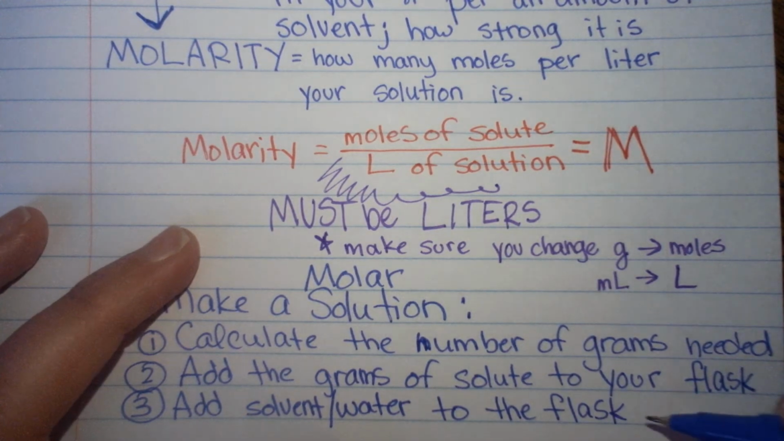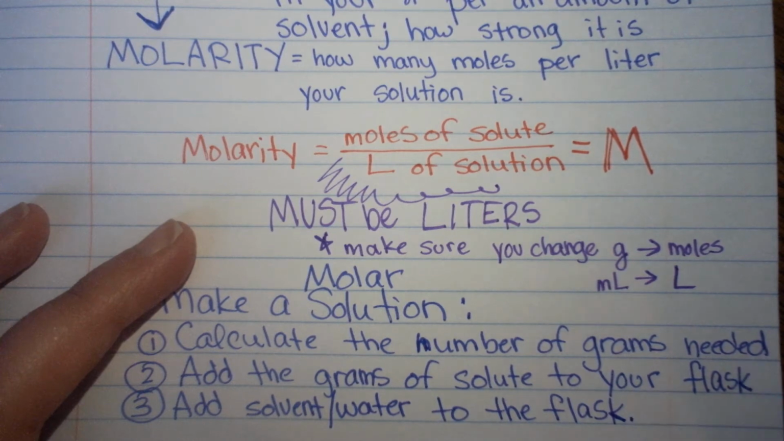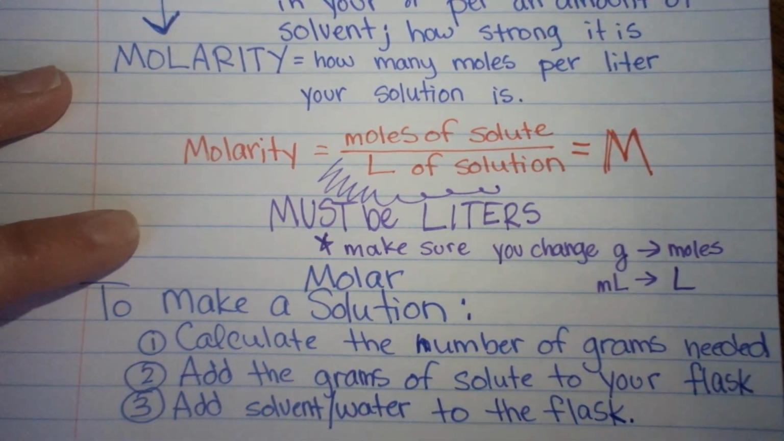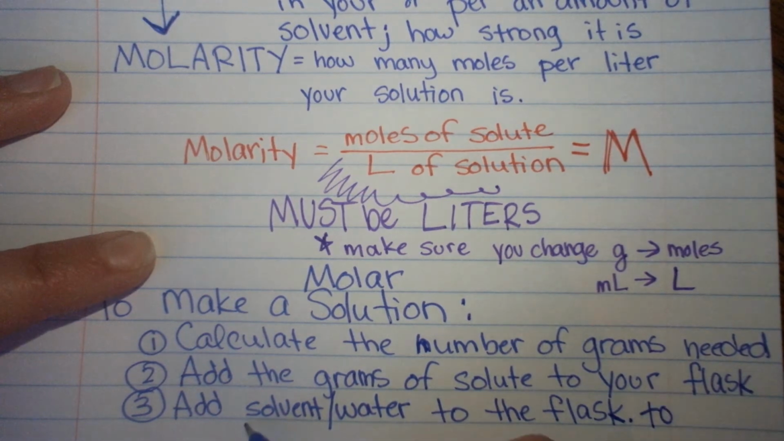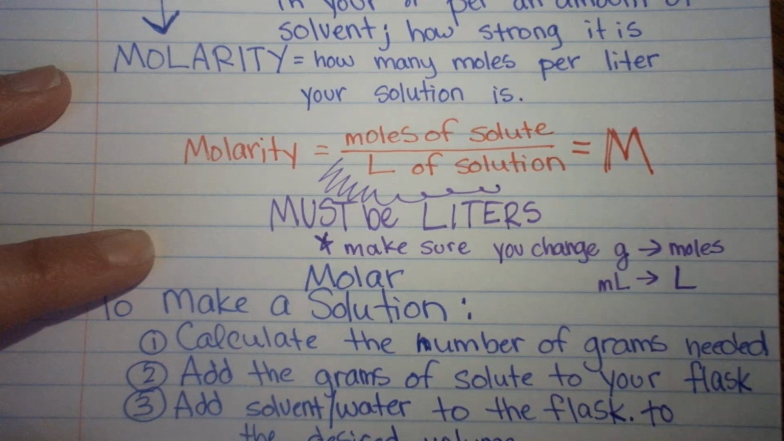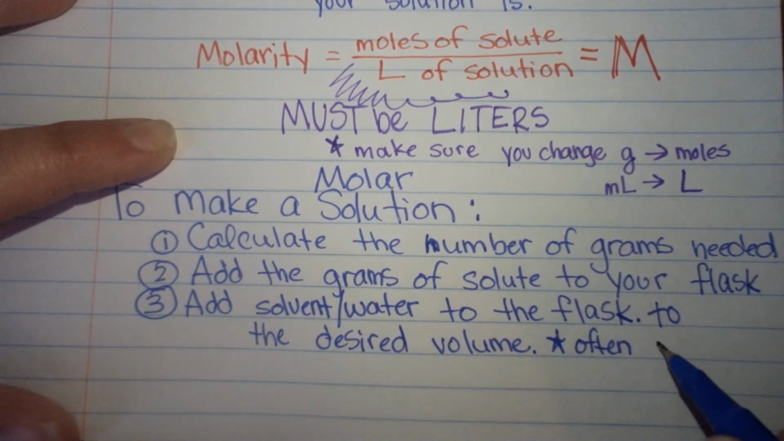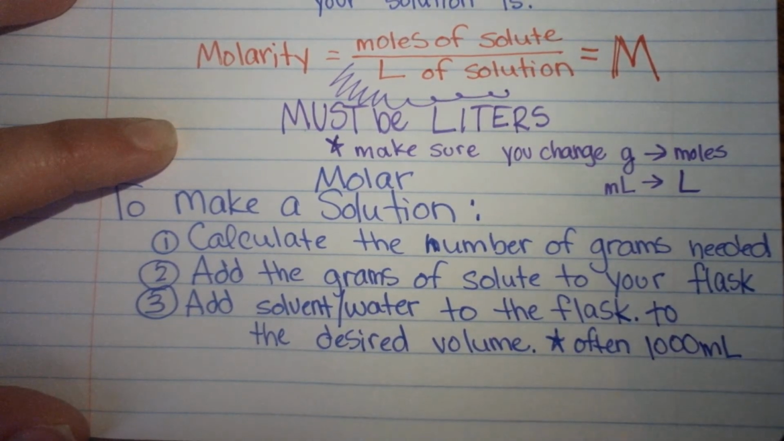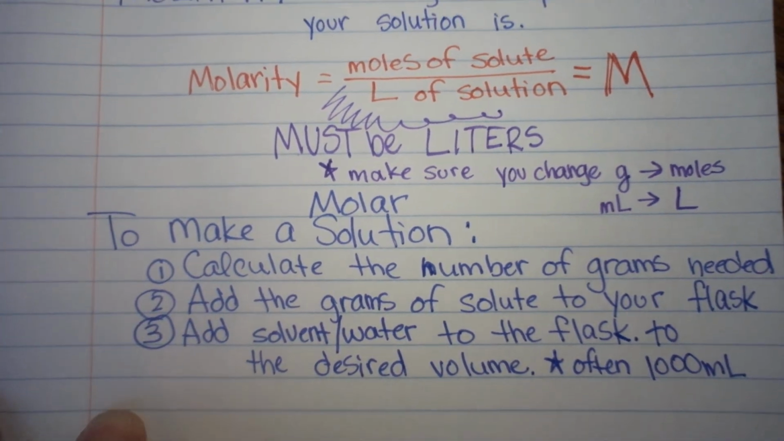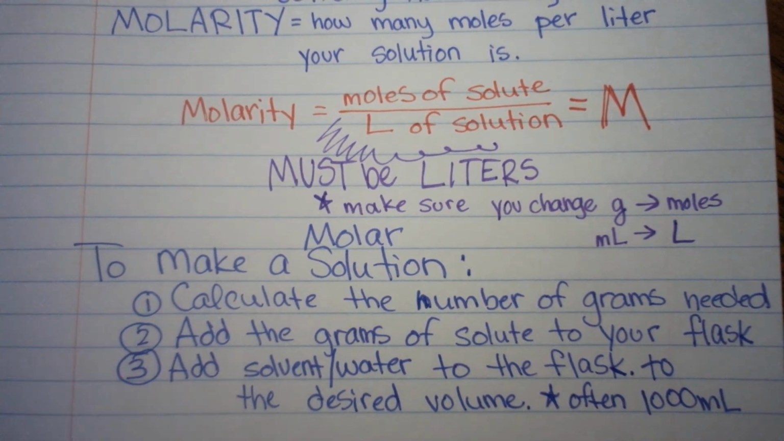A lot of times they'll make 1,000 milliliters, or 1 whole liter, of solution. Sometimes we don't, so we want to maybe say to the desired volume. I'm going to put a little star there: often 1,000 milliliters. Okay, I'll let that stay on the screen for just a second, and then we'll do a few math problem examples. I'll give you a break.